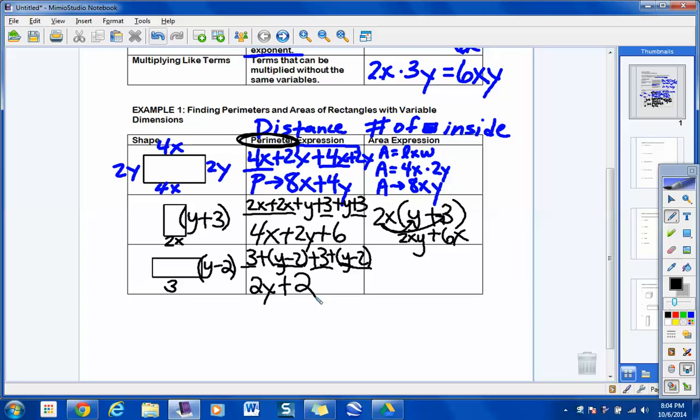Okay, area-wise, 3. Length times the width, y minus 2. Again, there's that distributive property. So we're going to have 3 times y, which is 3y. And then the 3 times minus 2, which is minus 6.